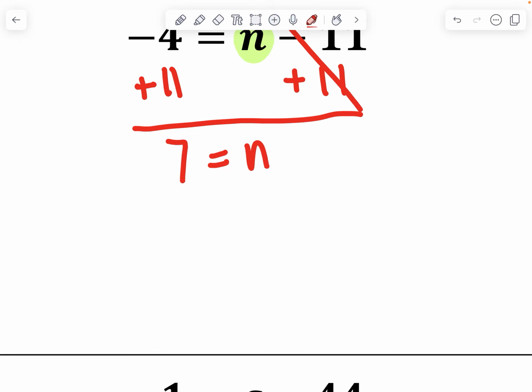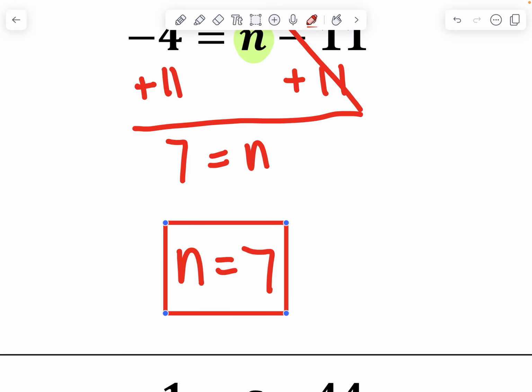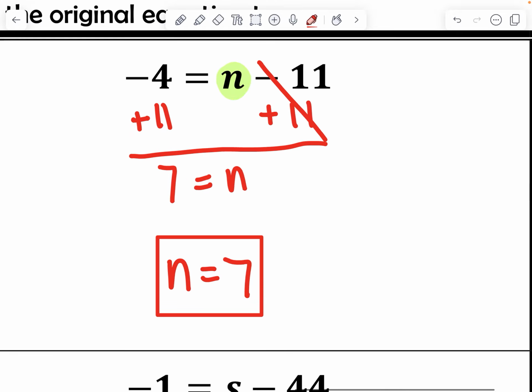We should always rewrite it with the variable first. So n equals 7 would be the final answer here. And again, we could fact check that by plugging it back in. So we'd have negative 4 equals 7 minus 11.